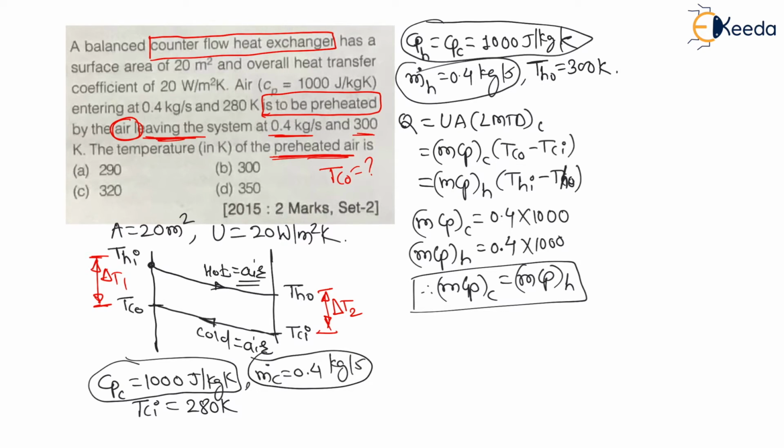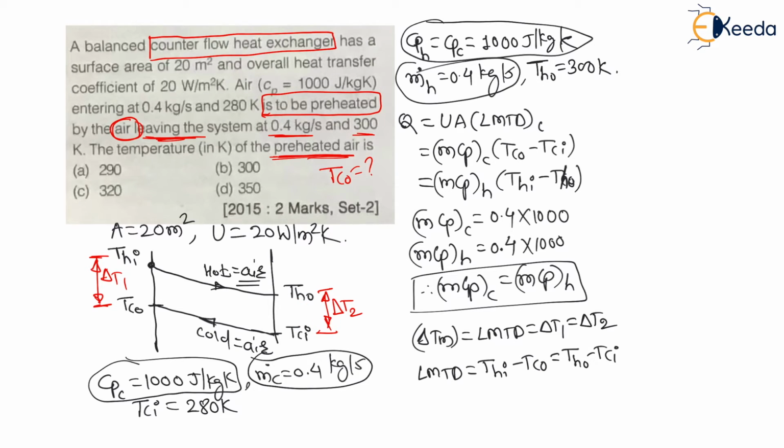So my dear students, whenever mCp of cold is equal to mCp of hot, then for this special case the del Tm, that is the LMTD of a counter flow heat exchanger, will be equal to delta T1 or equal to delta T2. That is, either the left side temperature difference or the right side temperature difference. Therefore, here LMTD, the log mean temperature difference, is equal to delta T1, which is THI minus TCO, which is again equal to THO minus TCI, which is the right side temperature difference, right?